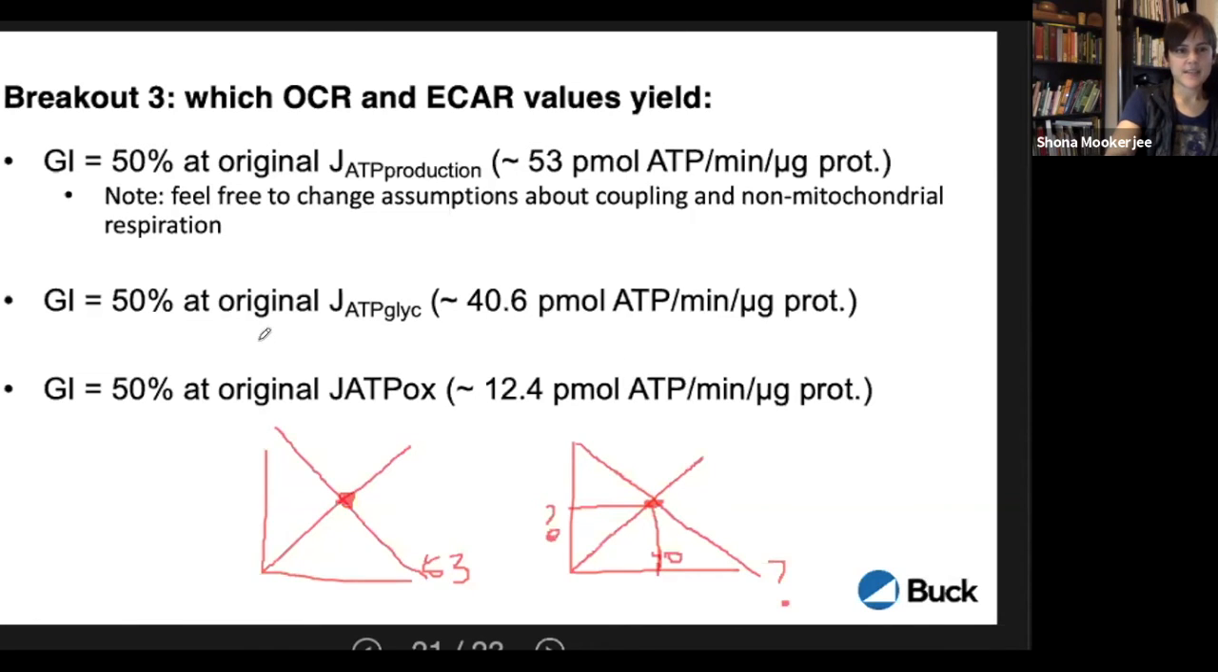How about this last prompt? I'll put this one here, of having an oxidative ATP production rate at 12.4, and then what glycolytic ATP or what acidification rate did you need under the conditions to match that? And then what do your total respiratory and acidification numbers look like to meet these last conditions?